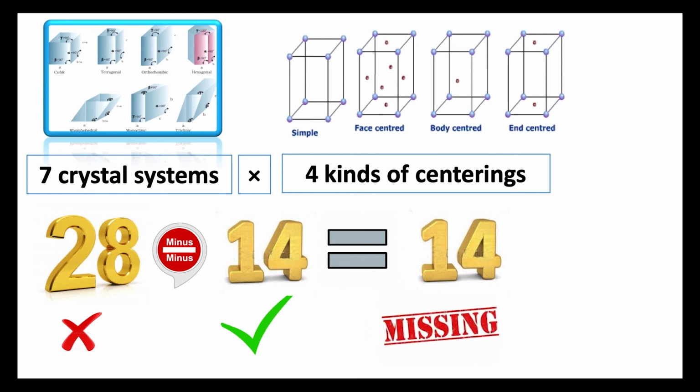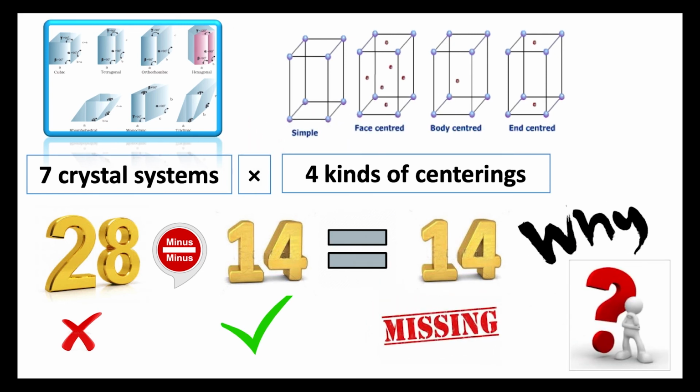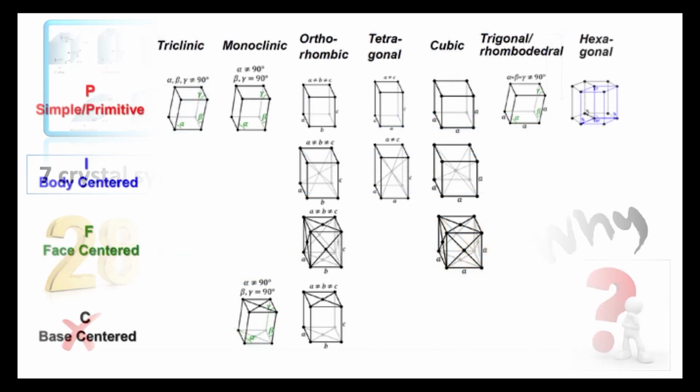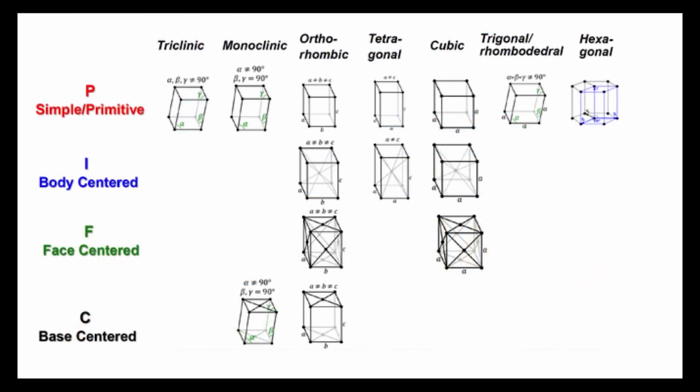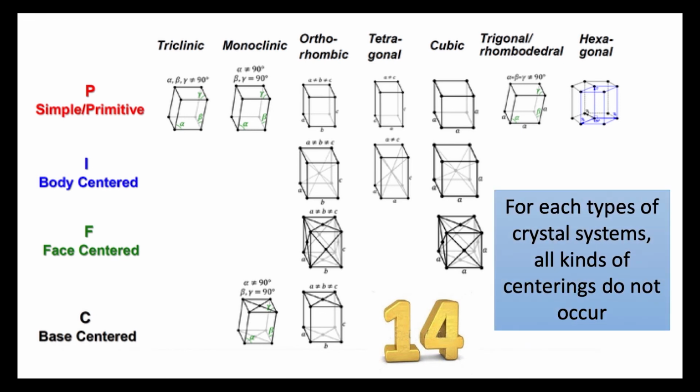Are you confused? You might be wondering why. The 7 crystal systems and the 4 kinds of centrings are shown here. You can say that some of the columns are missing. Exactly 14 of them are missing here. Only 14 lattices are shown. That is, for each kind of crystal system, all kinds of centrings do not occur.